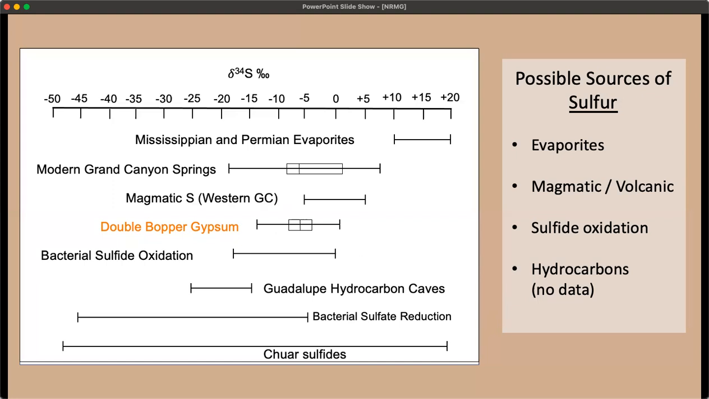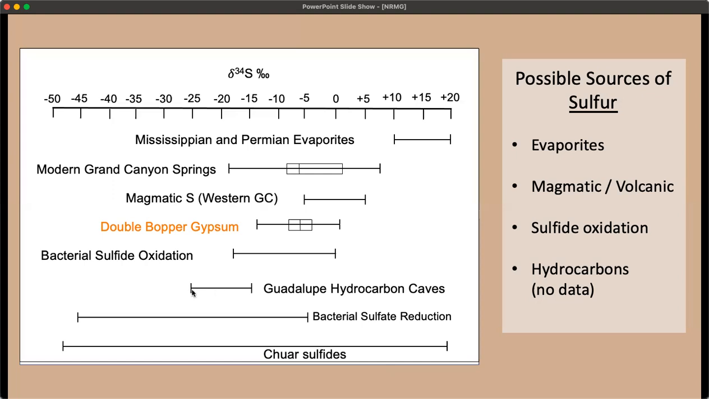And what this is telling us is that bacterial sulfide oxidation and reduction can essentially alter the isotopic concentration of a sample. So this isn't disproving or proving that we have bacterial oxidation or reduction in the cave, but since we do have good overlap, it's quite possible that some of the sulfur in the gypsum flowers may have been altered through microbial processes. The Guadalupe hydrocarbon caves, this includes Lechuguilla and Carlsbad.